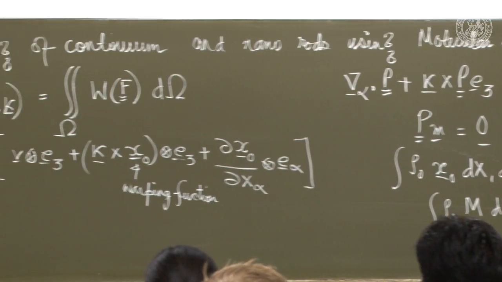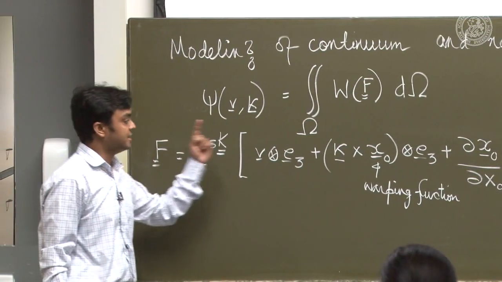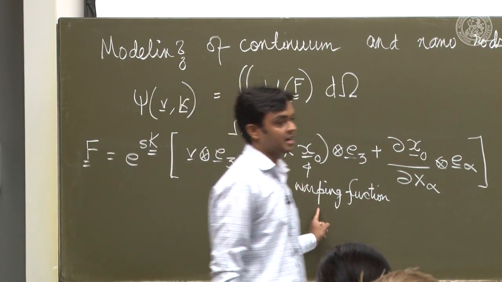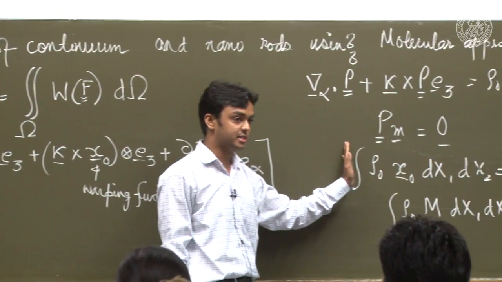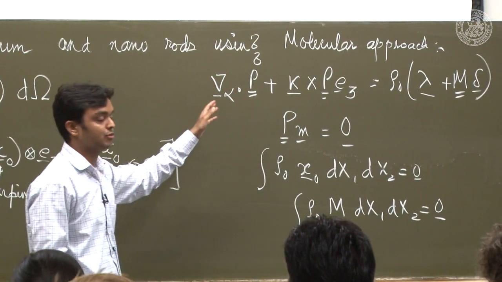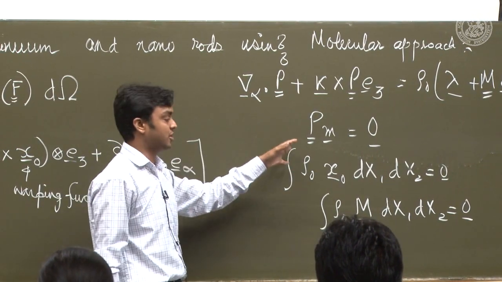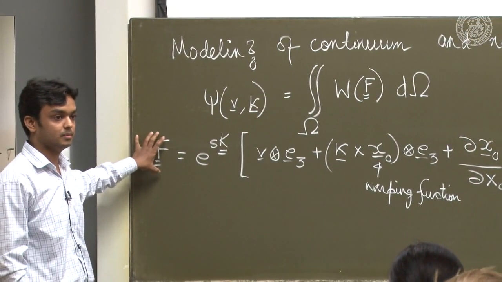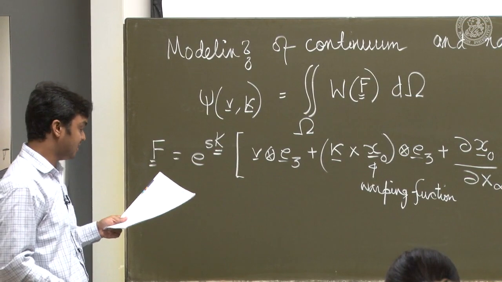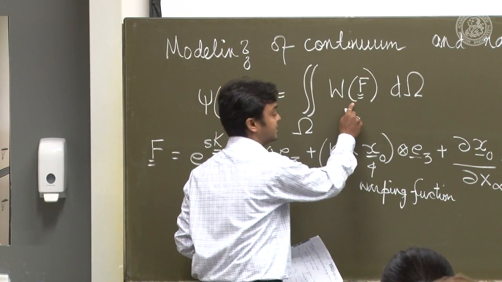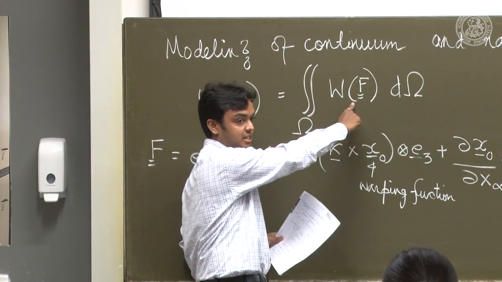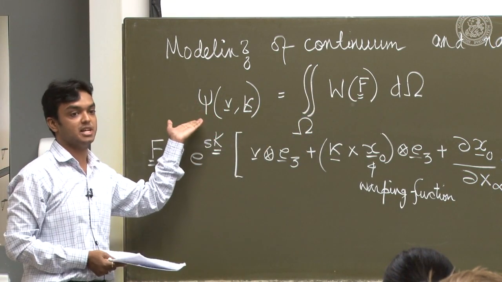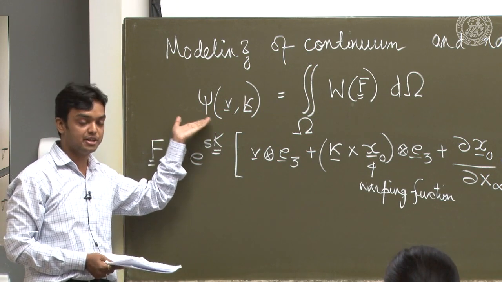So you see that in the deformation gradient, the x naught, that's your warping function, is basically unknown, and to find it out you use these equilibrium equations from which you find x naught. Once you find x naught, you find F. Okay, so once you have found F, you plug F into this strain energy density function, then you integrate over the cross section and you will get the strain energy density per unit undeformed length for a rod.